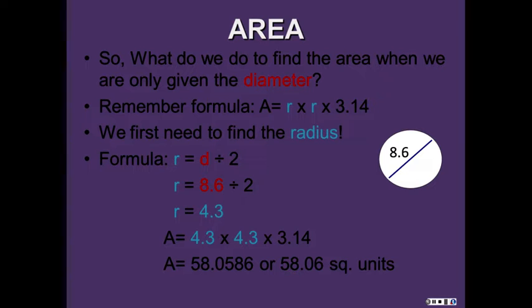Question? Because 8.6 is the diameter, and I need the radius. And the radius in a circle is half of the diameter. Remember that from yesterday? Okay. So we had to divide the diameter in 2 to get the radius, and then I could do the formula. Okay? Good question.